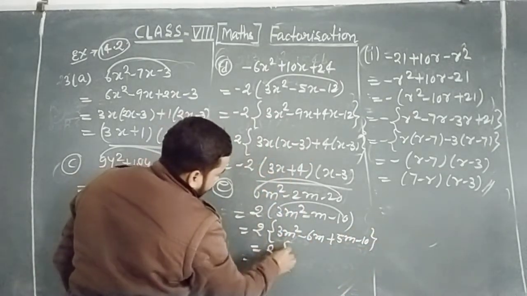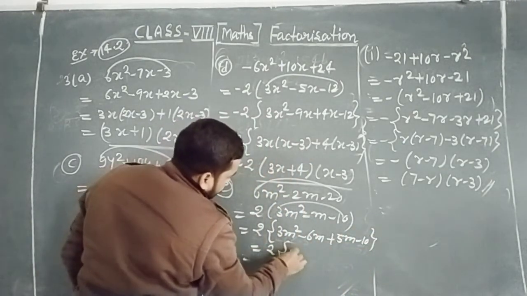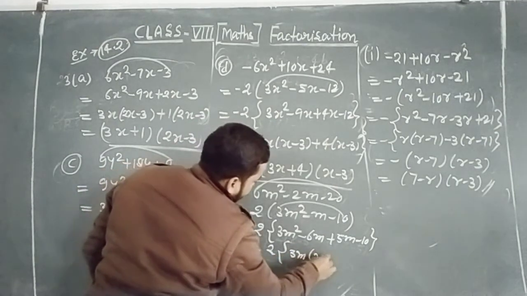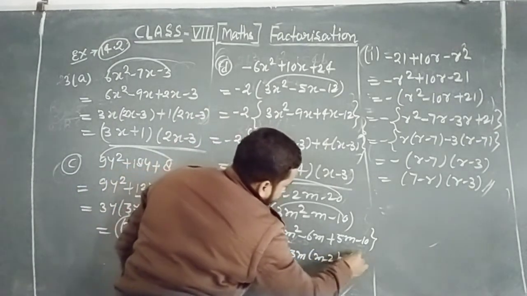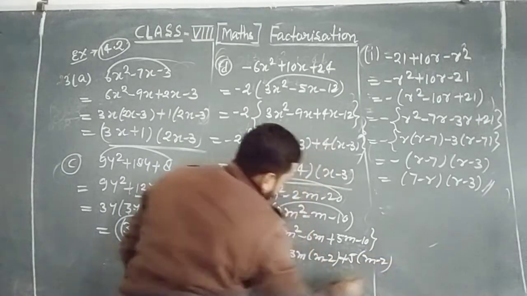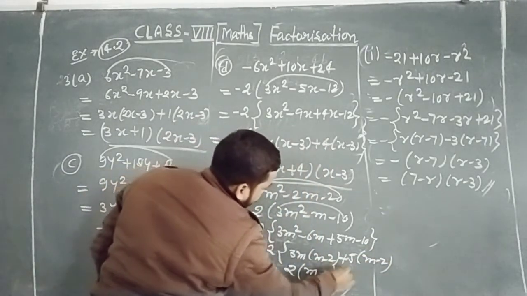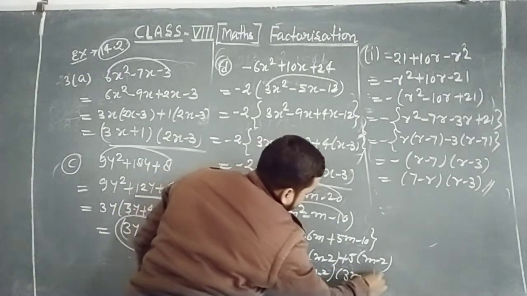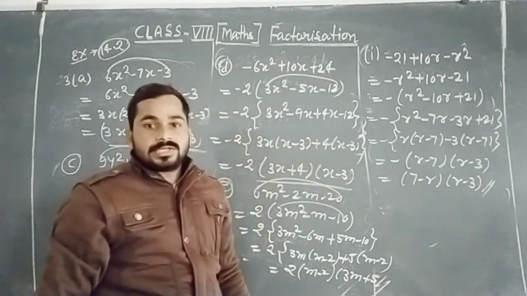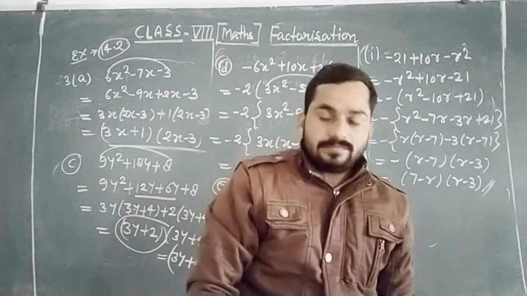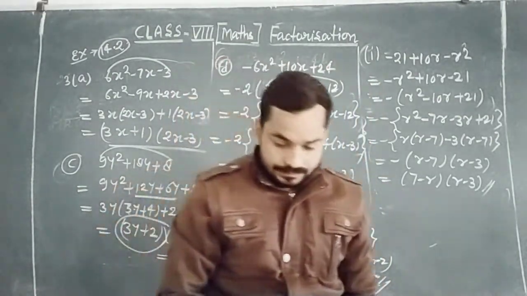So 2, 3m is common, m minus 2, plus 5 is common, m minus 2. So factors are 2 bracket m minus 2 and 3m plus 5. These are the factors of D part of question number 3.